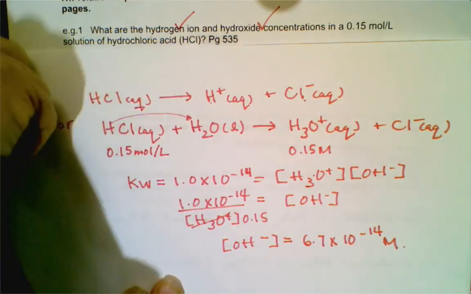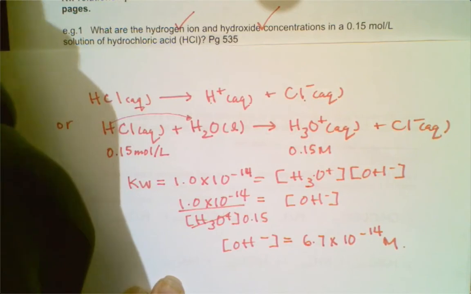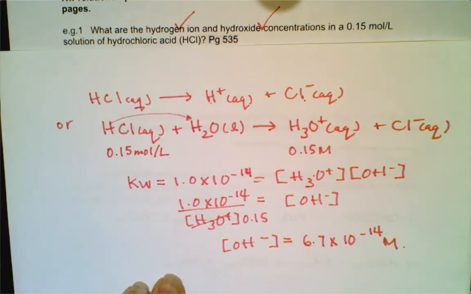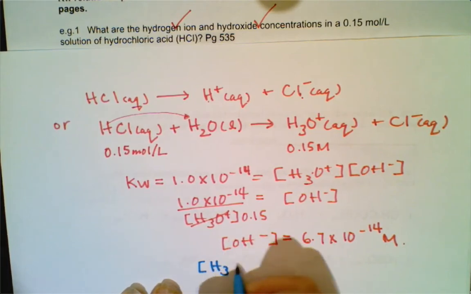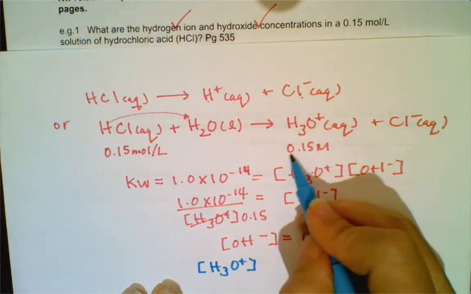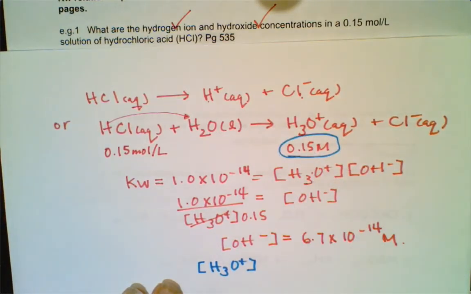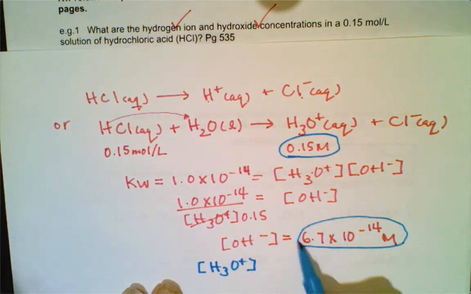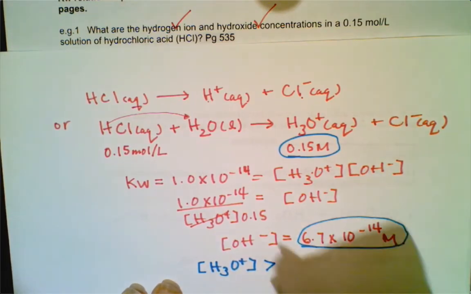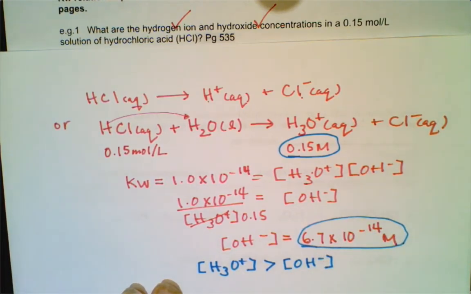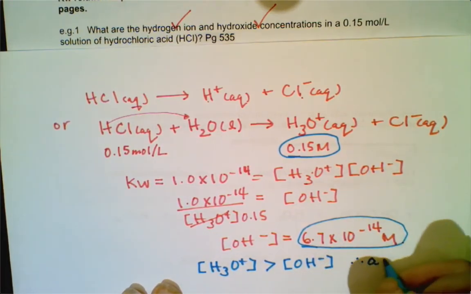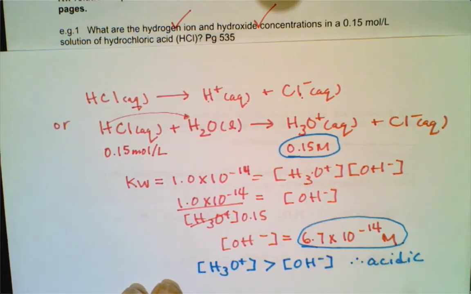We can also determine whether this is an acidic substance or a basic substance by comparing the hydronium ion concentration to the hydroxide ion concentration. Hydronium is 0.15. Hydroxide is much smaller, 6.7 times 10 to the negative 14. So because the hydronium concentration is greater than the hydroxide, we would say, therefore, this is an acidic substance.